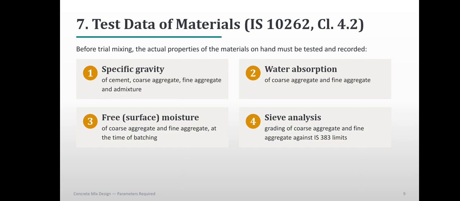Before trial mixing, laboratory tests must determine the specific gravity of cement and aggregates, water absorption, free surface moisture content, and sieve analysis of aggregates. These values are essential for accurate calculations and adjustments during batching.